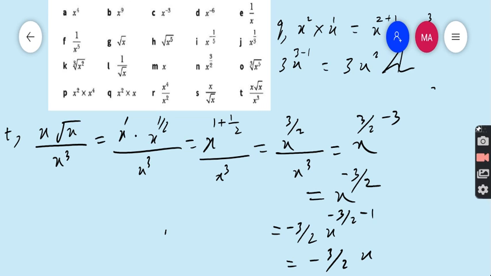Minus 2 minus 3 is minus 5 upon 2. This is our final answer: minus 3 upon 2 x to the power minus 5 upon 2. So hope you enjoy question number 1, the whole question number 1 from part A to part T. There are 20 parts in this question. Move to question number 2.